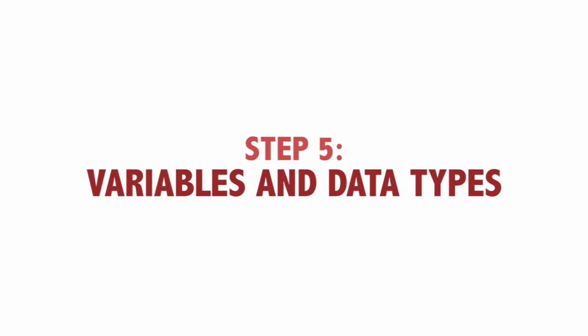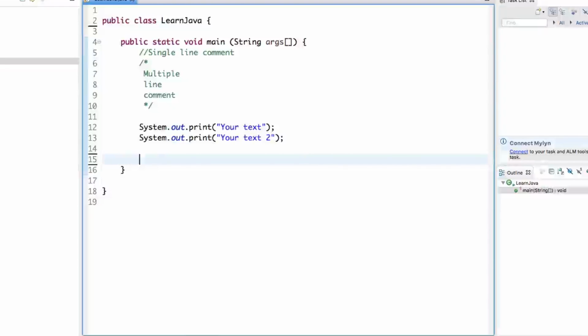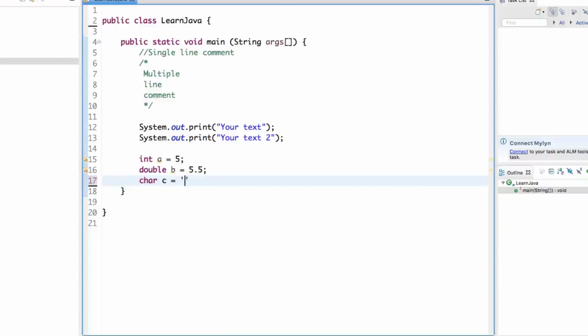Variables let you store data. You can either declare a variable or initialize it by giving it a value. To do so, we have to write data type, its name, and give it a value with equals sign. There are various data types. Int represents an integer, double represents a decimal number, char represents a symbol, boolean represents one bit of information and can be either true or false, and so on.